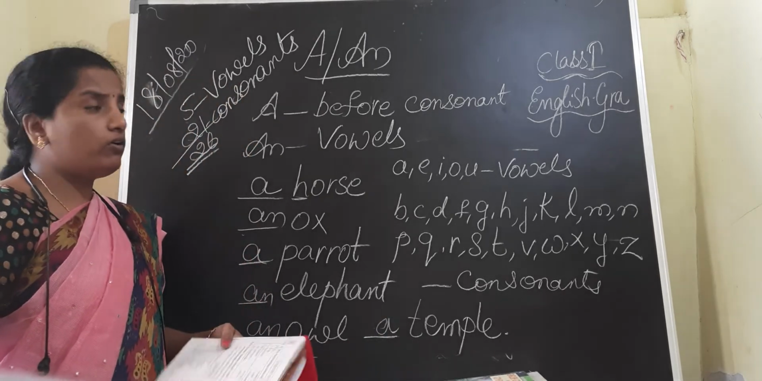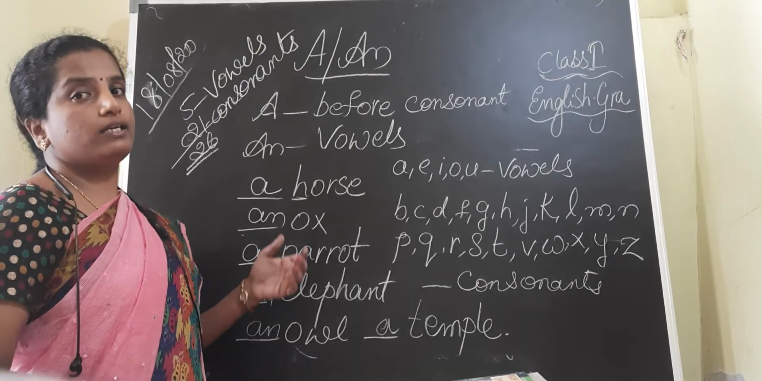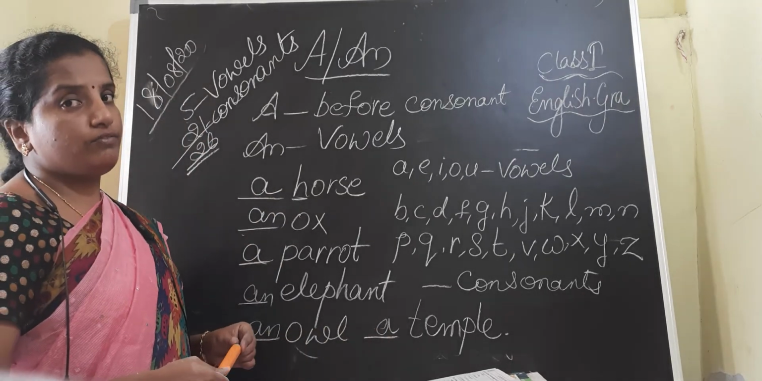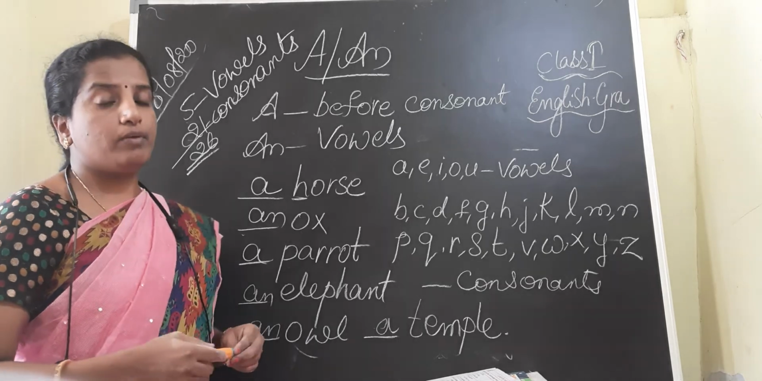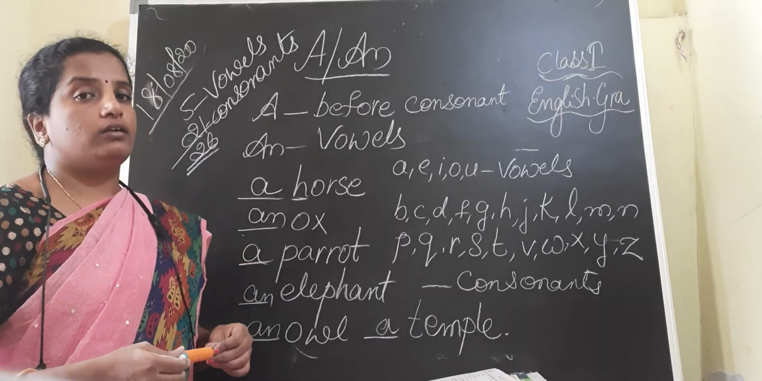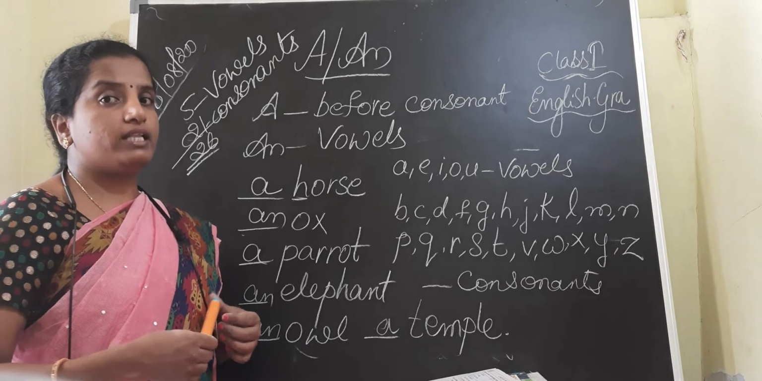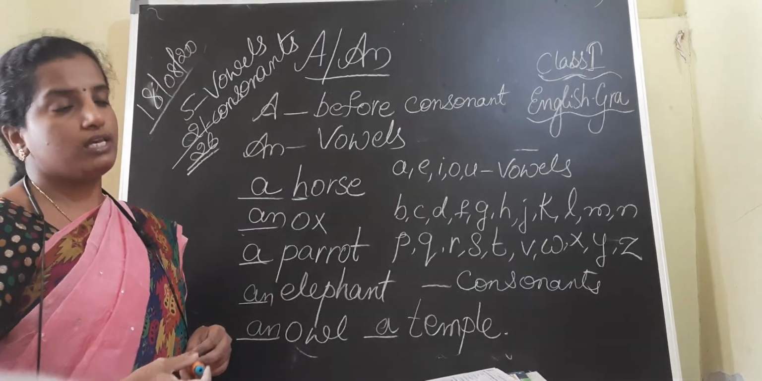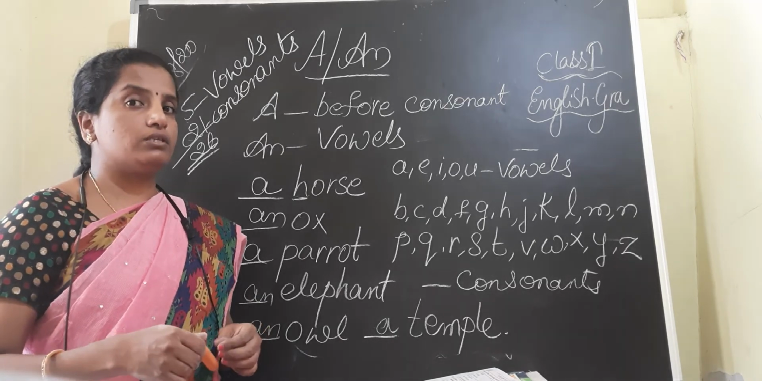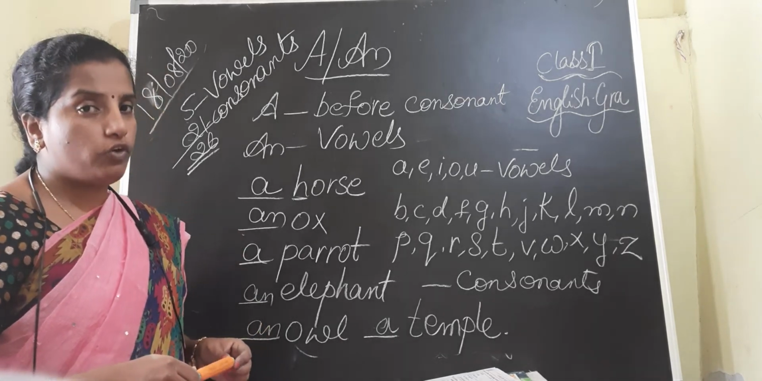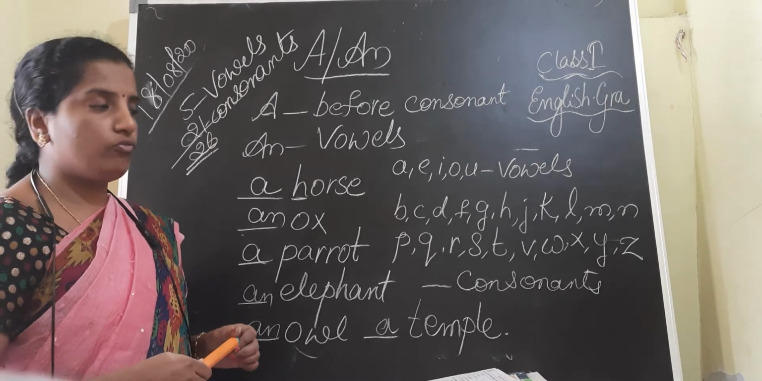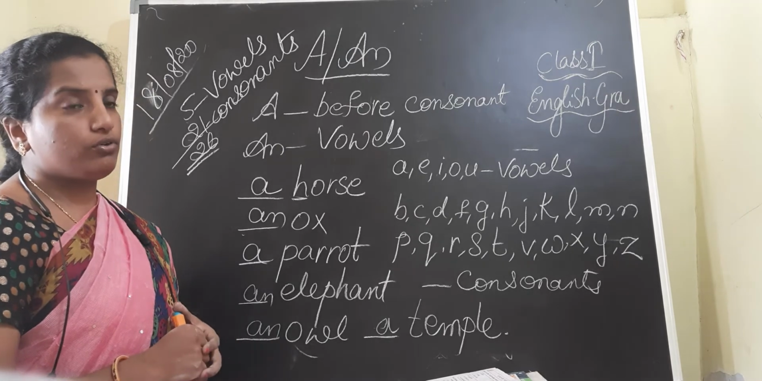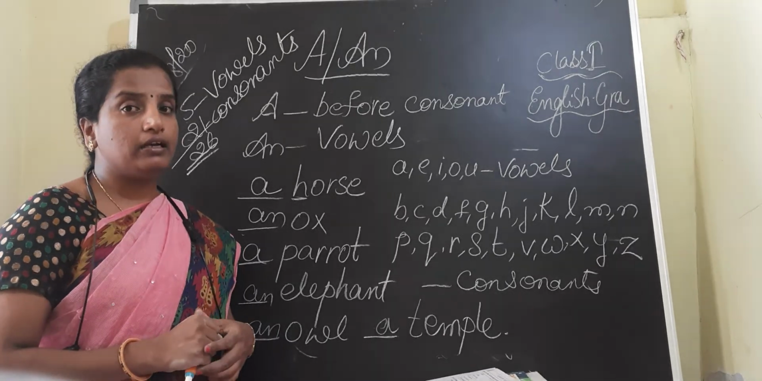According to the first letter of the word, when we pronounce a word, the sound produced by the first letter of the word, according to that sound we will use A or An. A is used before a consonant sound, whereas An is used before a vowel sound. How many vowels are there? A, E, I, O, U, whereas the consonants are 21.